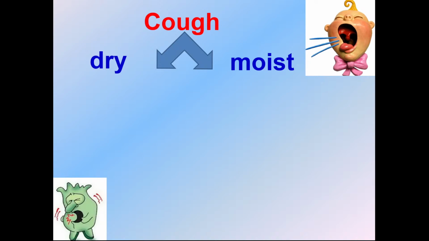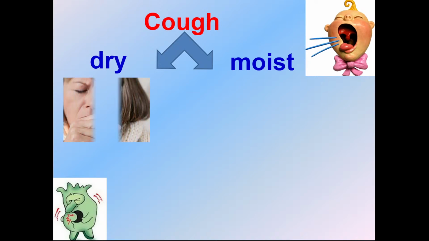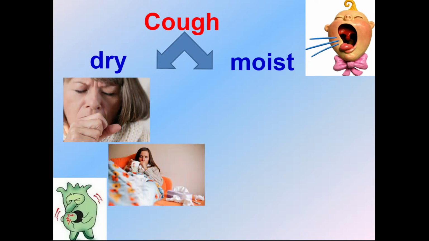Cough is divided into two groups, dry or moist. If the cough is non-effective without expectoration of sputum, we are talking about dry cough. If the cough is accompanied with expectoration of sputum, we are talking about moist cough. If our patient has dry cough, it severely fatigues him, and usually we must stop this cough because it's not productive. The doctor can prescribe special medicines which depress the coughing center.